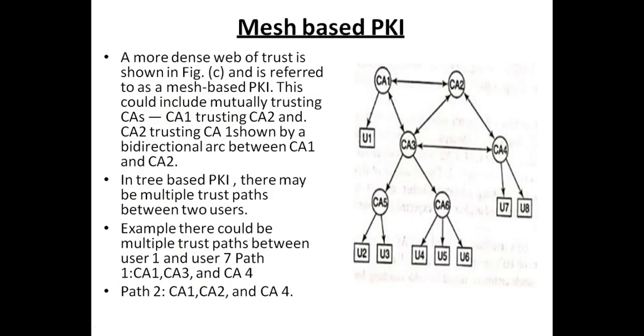For example, there could be multiple trust paths between user 1 and user 7. User 1 is under CA1, user 7 is under CA4. Then the path is CA1, CA3, CA4. So it's just like moving through graphs. If U1 wants to have a relationship with U7, then the path is from U1 to CA1 to CA3 to CA4, and then we reach U7. It can also happen through CA1, CA2 and CA4. So this is a mesh base where we get closed loops.